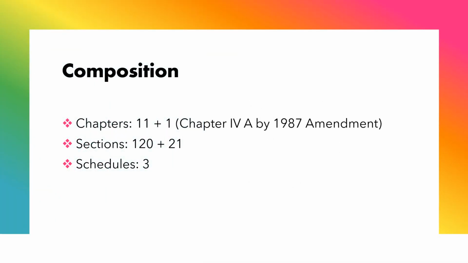Looking into the composition of the Act, there are 11 chapters that were added initially, and then by amendment, Chapter 4A was added. That is the 1987 amendment. Then we have initially 120 sections and 21 amended sections that were added later through various amendments, and there are 3 schedules.